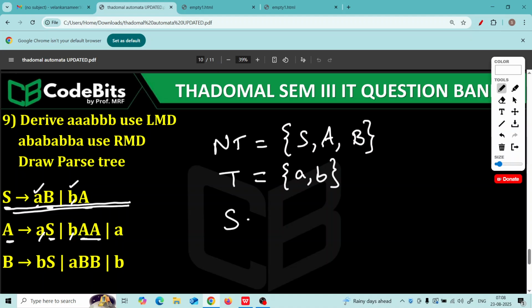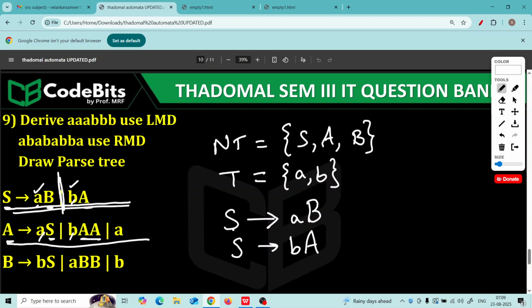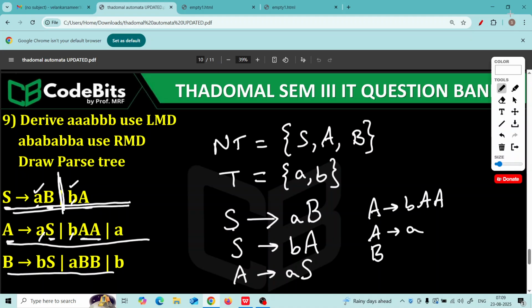So S derives, this is read as S derives aB, and this is read as or S derives bA. So actually these are two separate productions. S may derive aB or S may derive bA. How will you read this production? A derives aS or A derives bAA, or A derives a. And same for the third: capital B derives small b followed by S, capital B derives small a followed by two capital B's, and capital B derives b.